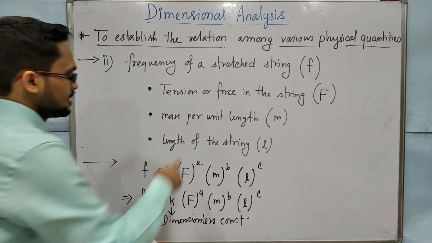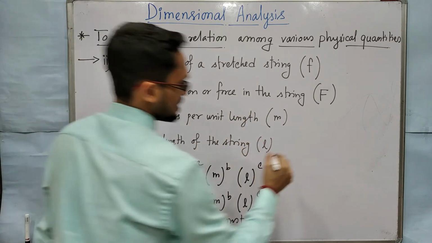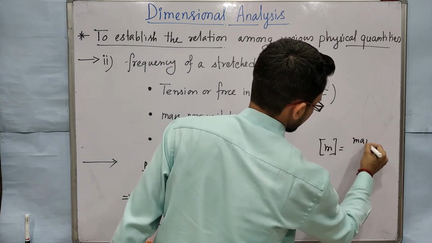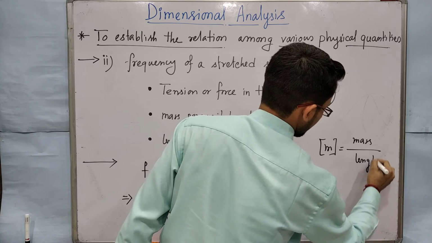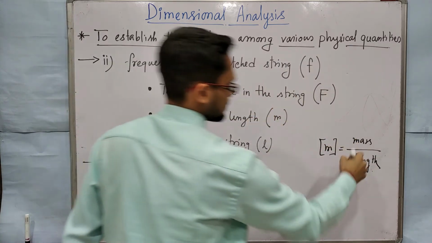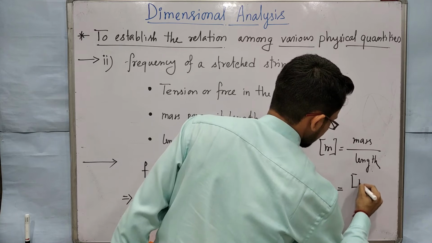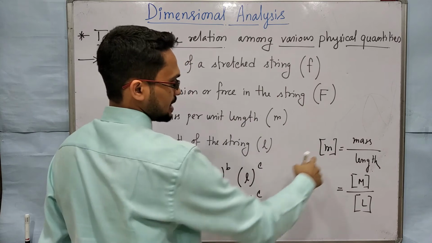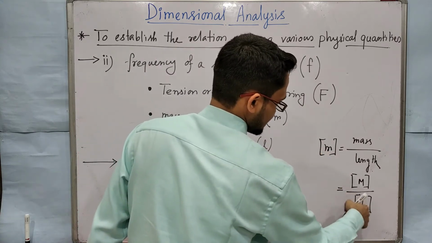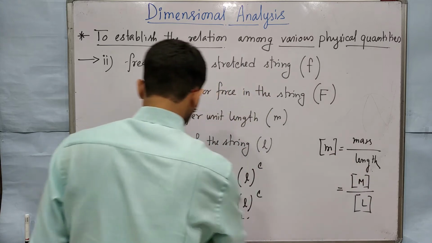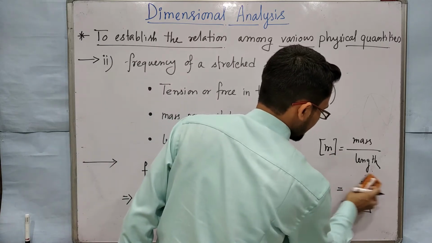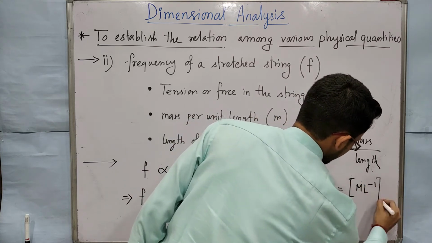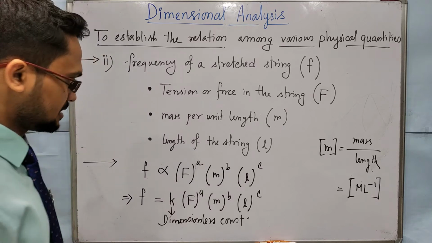Here small m is the mass per unit length. What will be its dimension? Mass by length. What is the dimension of mass? That is capital M. What is the dimension of length? That is capital L. So what will be the dimension of small m? Take this L in the numerator, it will be minus 1. So it will be M L to the power minus 1. Understand?